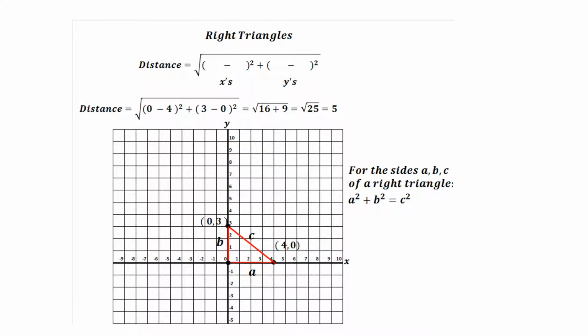But to verify it with the distance formula, the x values are 0 and 4, so you have 0 minus 4 squared plus the y values, 3 and 0, 3 minus 0 squared. So we get -4 squared is 16 plus 3 squared is 9, the square root of 16 plus 9, the square root of 25 is 5.